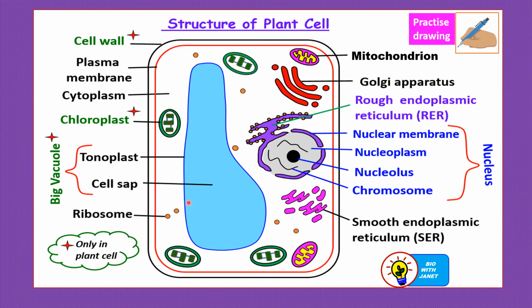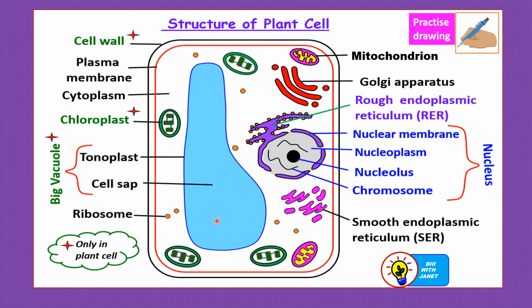Now, another structure that's only found in plant cells is the big central vacuole in the cell. This big vacuole is found in the matured plant cells, and it consists of two parts. The membrane surrounding the cell sap inside is called tonoplast, and inside there is the cell sap or fluid that contains water and mineral salts and so forth, and also sugars, amino acids.